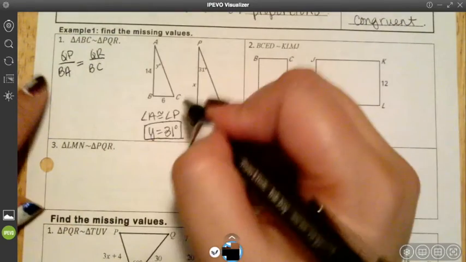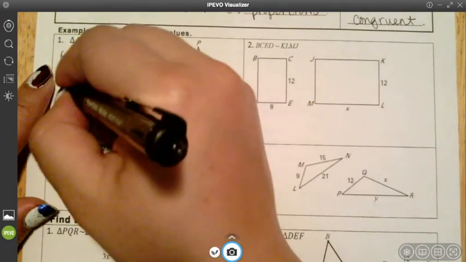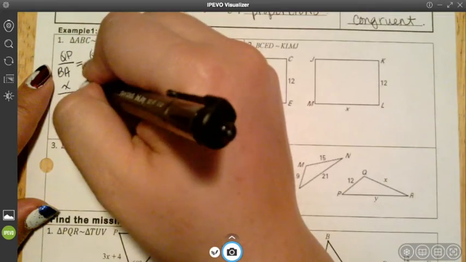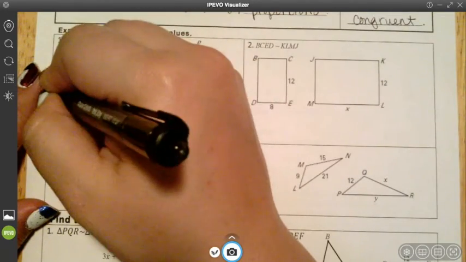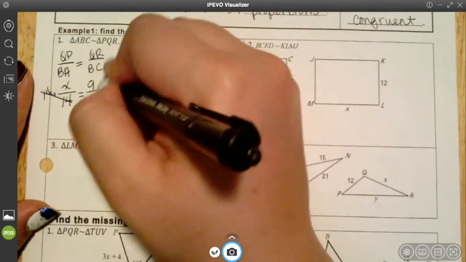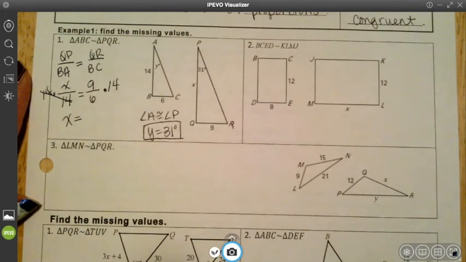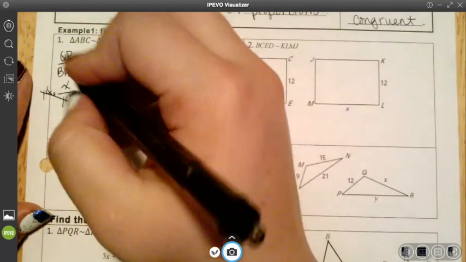So now I can fill in values. QP is X over BA is 14. QR is 9. BC is 6. Solving for X, I'm going to multiply both sides by 14. And X equals 21.